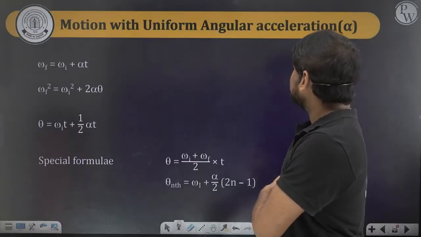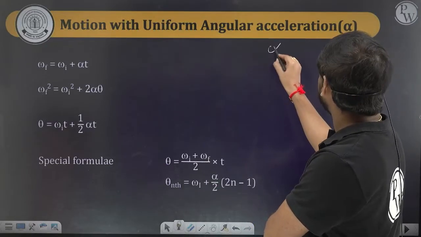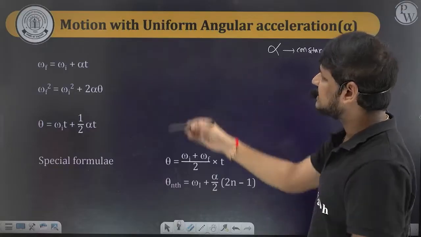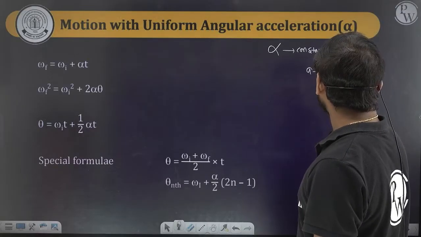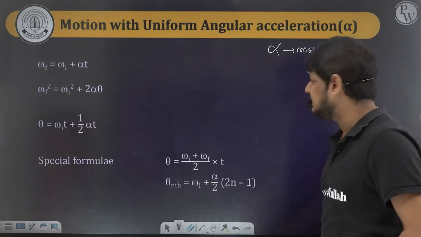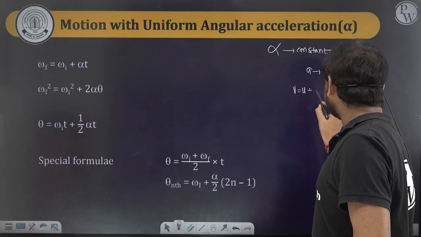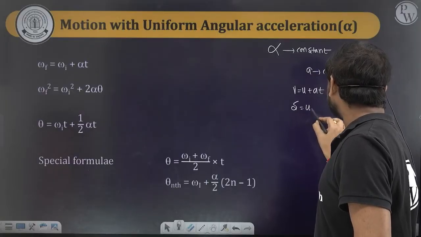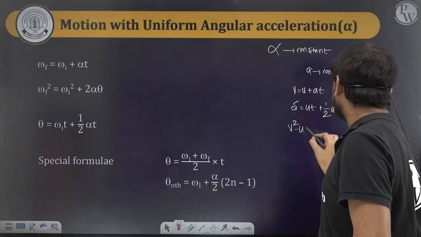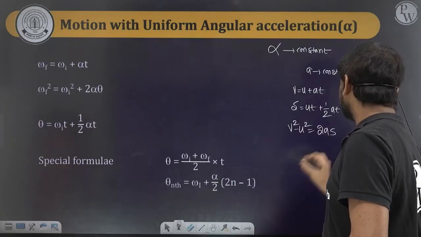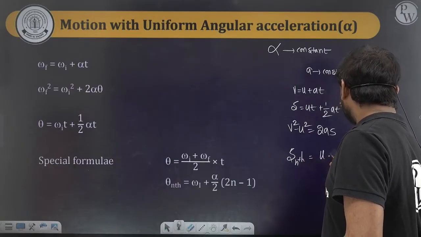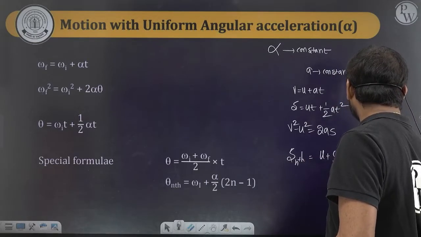So then, motion with uniform angular acceleration. That means if alpha is constant, what are the formulas that we can write? If acceleration is constant, uniform acceleration in the linear kinematics we have studied, v is equal to u plus at, s is equal to ut plus half at square, and v square minus u square is equal to 2as. And we have also studied that the distance covered in the nth second will be equal to u plus a by 2 into (2n minus 1).